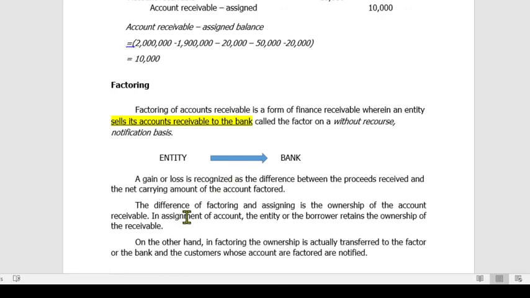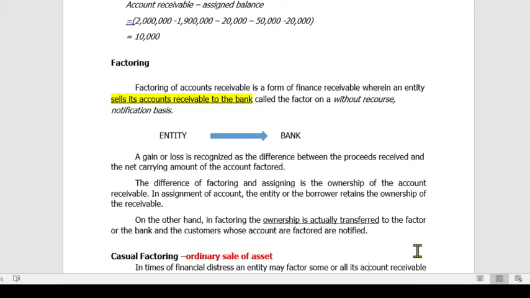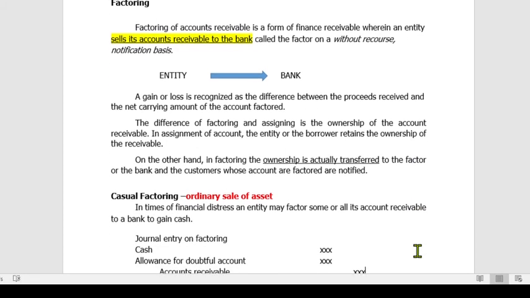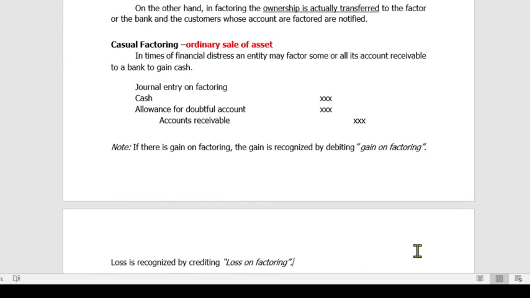Kaya ang sabi dito, the difference of factoring and assigning is the ownership of the accounts receivable. In assignment of account, the entity of the borrower retains ownership of the receivable, while sa factoring ay yung ownership is actually transferred to the factor or to the bank. So there are two types of factoring. Yung ordinary sale, yung casual factoring, which is an ordinary sale of an asset, at yung factoring as a continuing agreement.